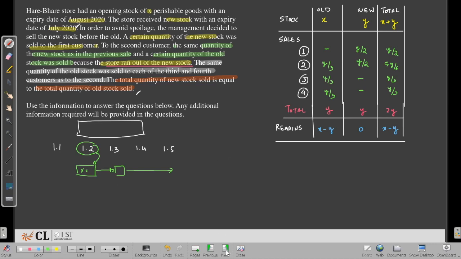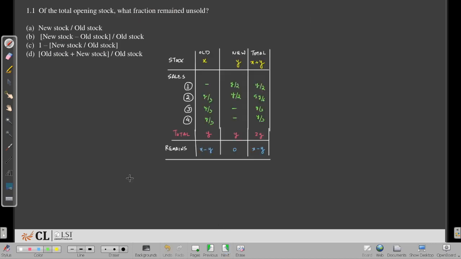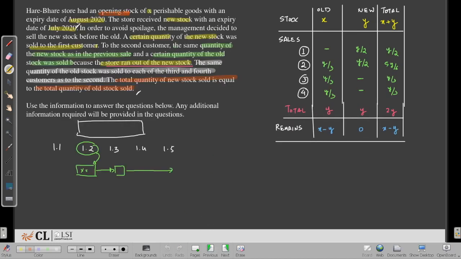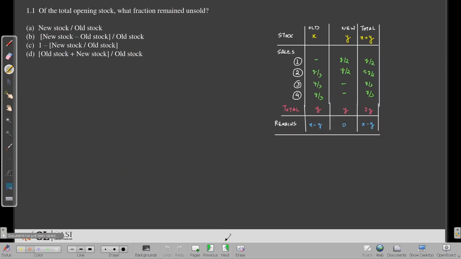That's the one thing that we have to be careful about. Okay, now let's look at each of these questions here. Let's keep this table there. Of the total opening stock, please understand this is the total stock, but the opening stock is just x, right? That's important to look at. So this is our opening stock, which had an opening stock of x. So we have to be careful there.